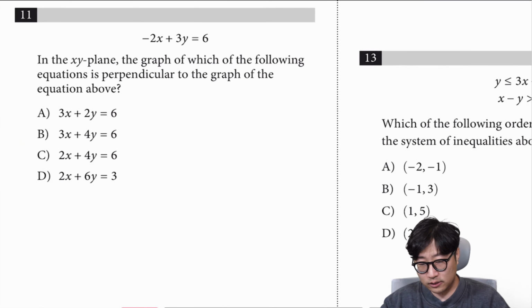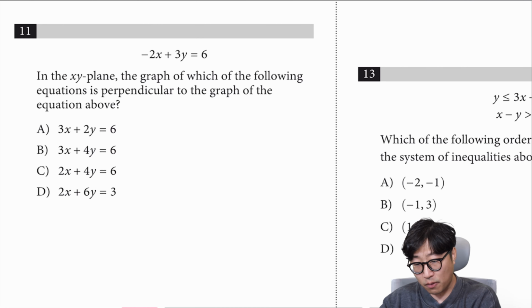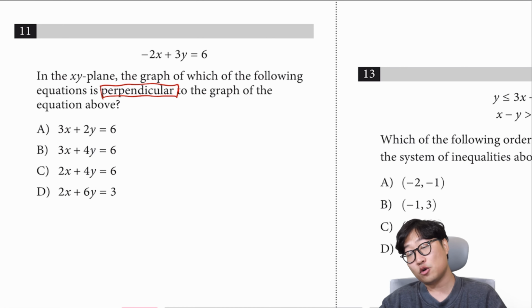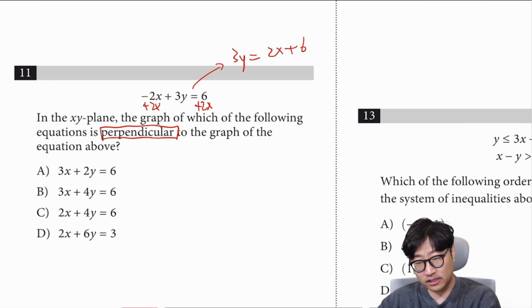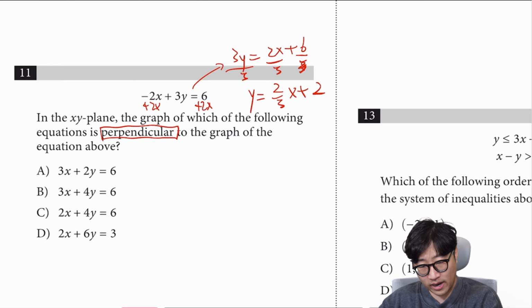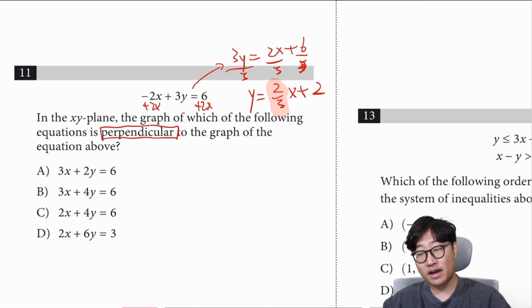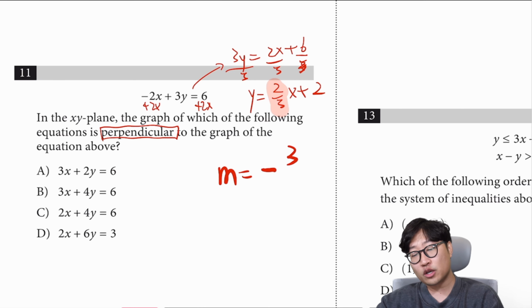Number 11, in the xy plane, which of the following is perpendicular, meaning the slope is the negative reciprocal. So first of all, I'm going to add 2x on both sides, and that will give me 3y is equal to 2x plus 6. Divide by 3 on all of it to put it in that nice y equals mx plus b form, and you get y is equal to 2/3 x plus 2. What I only care about is the slope. That is the slope of the expression given, so my new line that is perpendicular must have a slope of -3/2, the negative reciprocal slope, right?